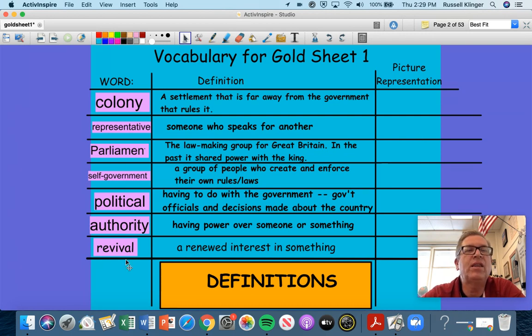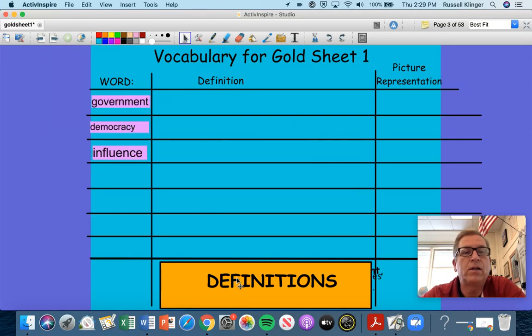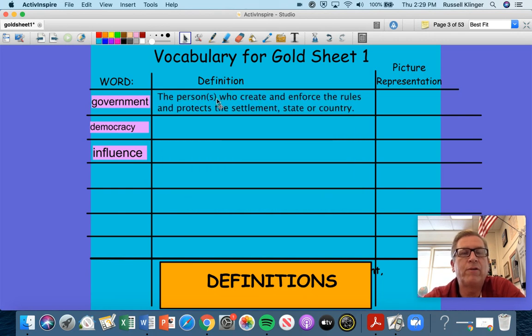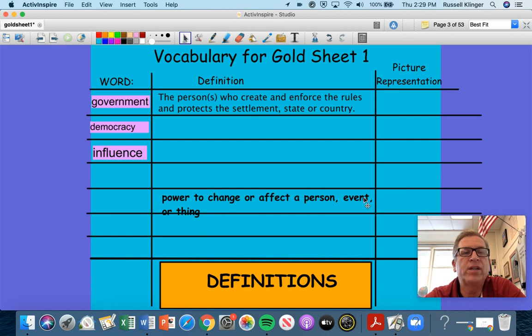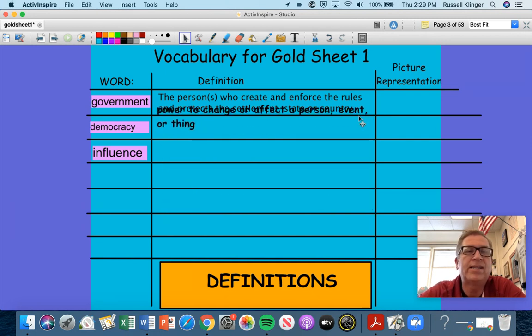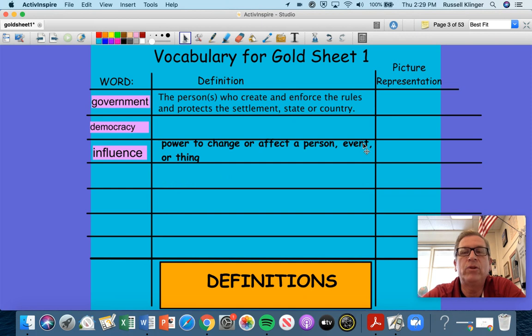So these are some key things. Take a look at these words and the definitions. These are kind of important in this discussion that we're going to have. If you need to pause and look at these right now, go ahead and pause. If not, we're going to move on. Government, the person who creates and enforces the rules and protects the settlement, state, or country. That's our government. The power to change or affect a person, event, or thing. That's influence over something or someone. And that's a renewed interest in something.